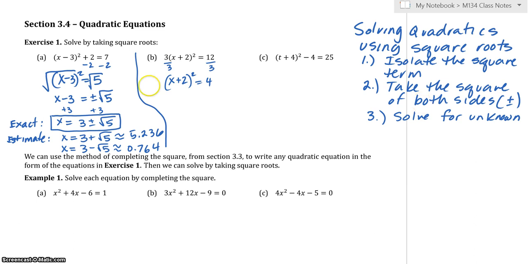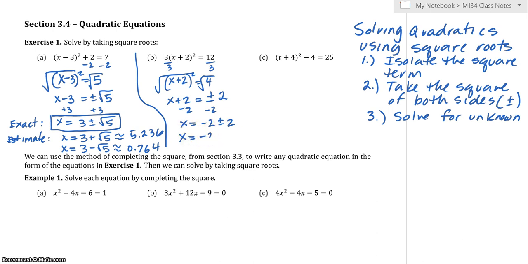Step 2, take the square root of both sides. The left side is just x plus 2. The right side, don't forget that little plus or minus. The square root of 4, this one actually is exact. You might as well write it when it's exact, 2. So x, if you subtract 2 from both sides, you would get x is equal to negative 2 plus or minus 2.